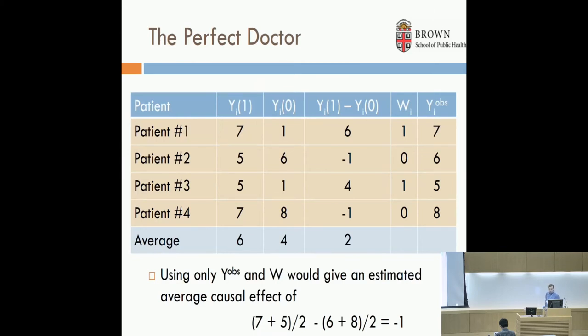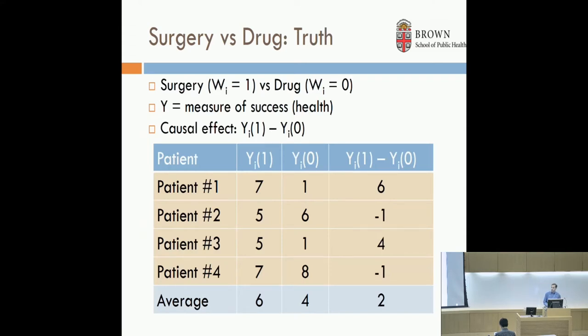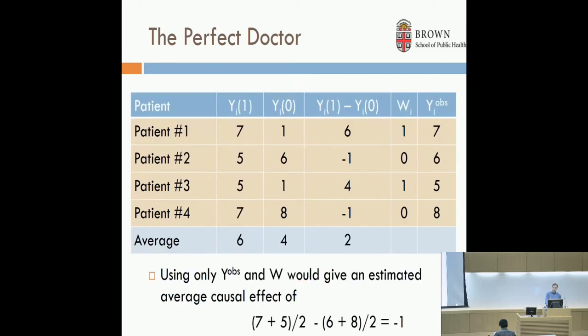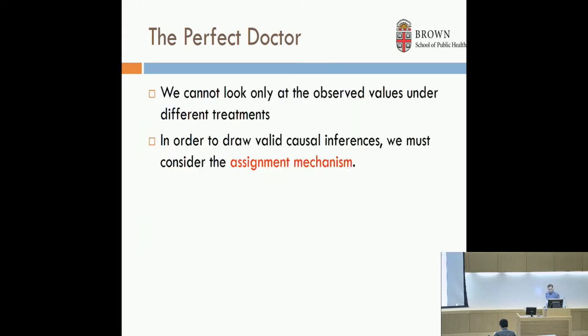Now let's look at what the perfect doctor has done. The perfect doctor has chosen the right treatment for each patient. For patient 1, he said, treatment 1, I would choose this one. For patient 2, I will choose the 6, I will give him the drug because it's going to work slightly better. For patient 3, it's going to be 5, and then 8 for this patient. And then my observed values are 7, 6, 5, 8, because this is based on the observed values. Now, if you look at 7 plus 5 divided by 2 minus 6 plus 8 divided by 2, which is the difference in those observed averages, we get minus 1. So that means that the treatment is negatively impacting you, while we know that from the true values, it's supposed to be positive. So the average causal effect is 2, while if we just use the observed values, we get minus 1. That tells us that the drug is better than the surgery, while it's actually not correct.